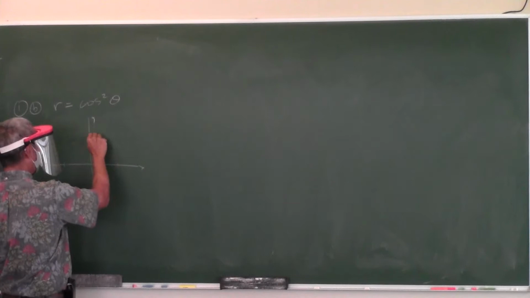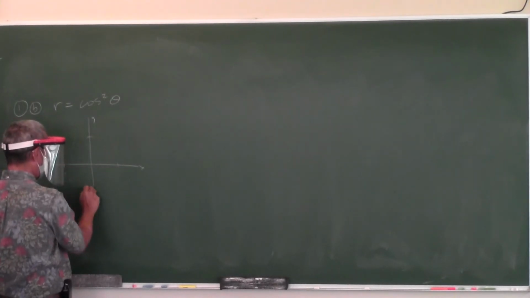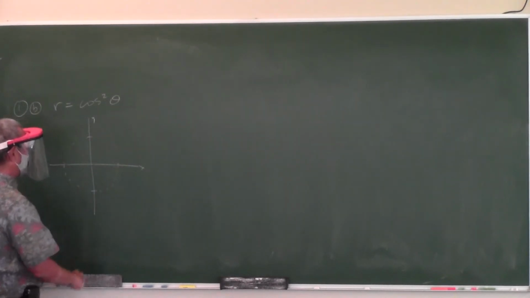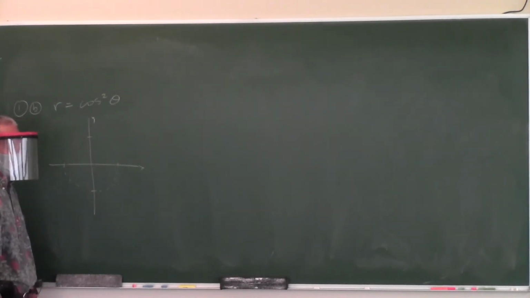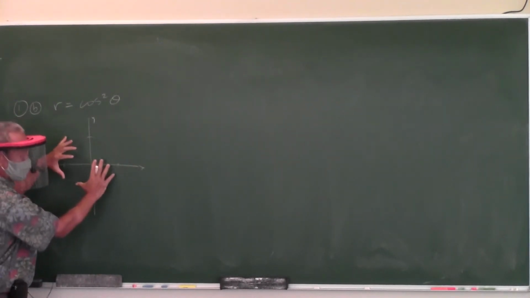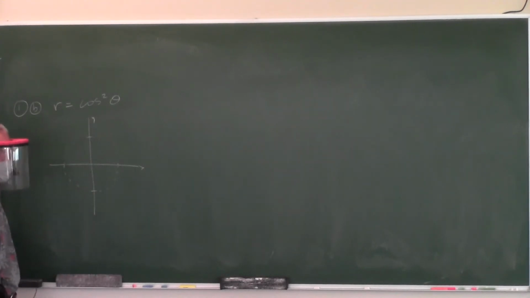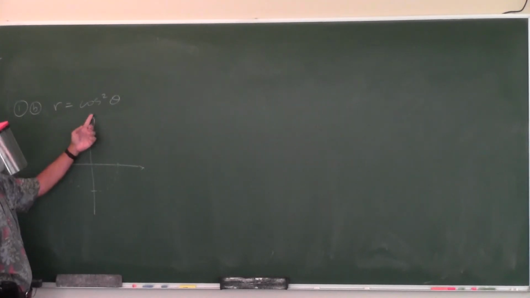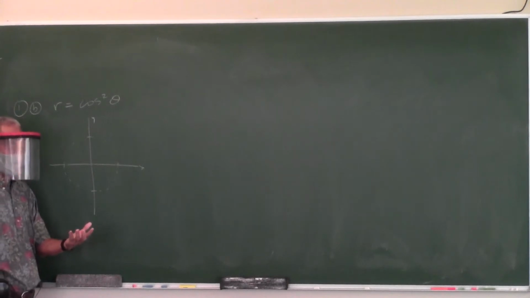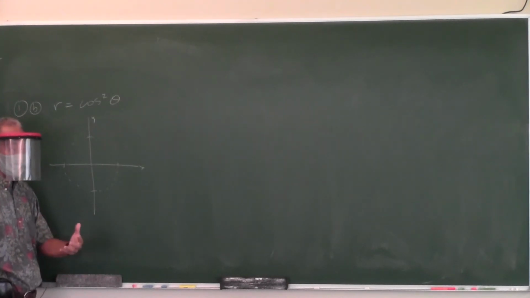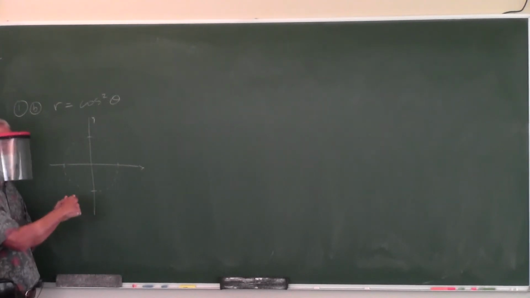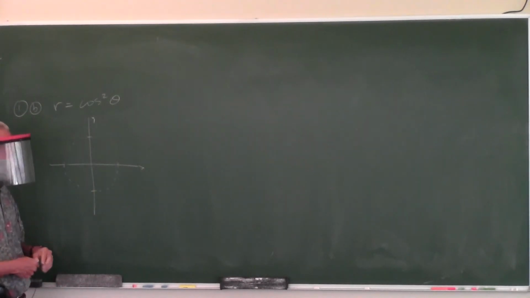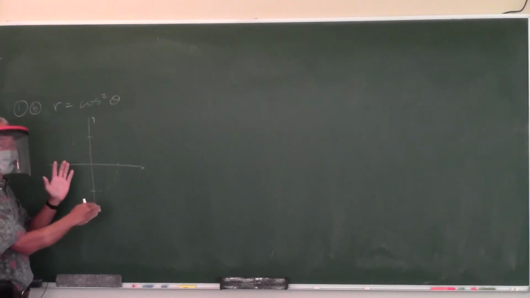So what you might want to do is draw a circle of radius 1. How do I know the whole graph is going to be inside the circle of radius 1? Because what's the biggest cosine ever gets? 1, and then you square it, you get 1. So that r represents how far you are from the origin. You will never be more than 1 unit from the origin. So all the graph will be in here.